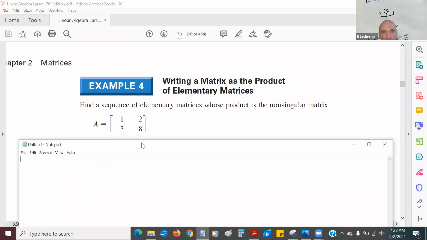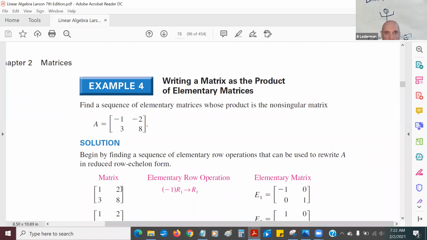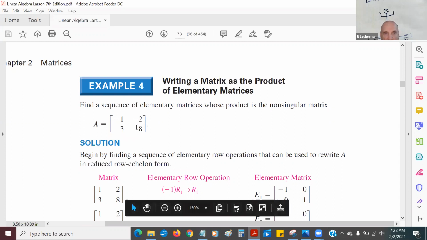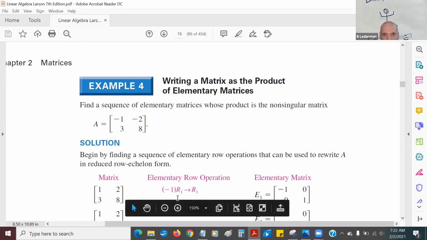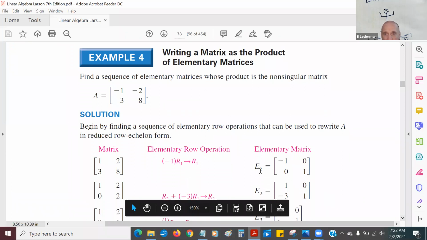So we want to find a bunch of elementary matrices that multiply out to give us A. So what we're going to do is take this matrix A and do various row operations on it. First, I'm going to multiply the top row by -1, and that'll be my new top row, giving me 1, 2, 3, 8. So my first operation was -1 times R1 becoming the new R1. That's the same thing as this matrix E1.